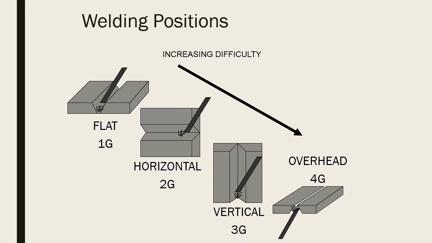Here we've got welding positions. Once again, another essential variable for welders. You can see with increasing difficulty, flat is the least difficult. Horizontal 2G is a little more difficult. Vertical up is more difficult. And then overhead, 4G. You'll notice the G's in here.